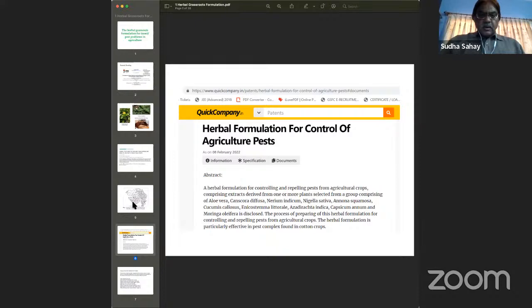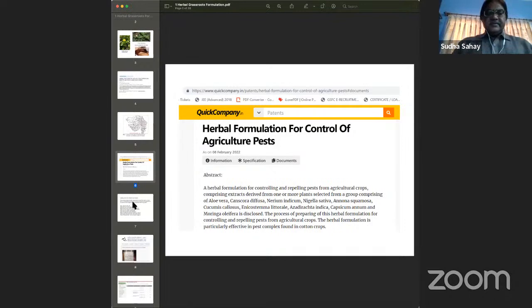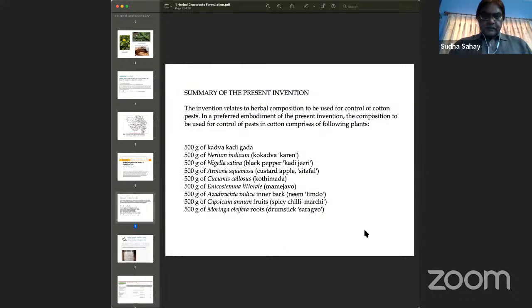This is information related to a patent on the grassroots practices. This is a herbal formulation for control of agricultural pests. This depicts the plants mentioned in the patent and their compositions. This is again the practices of NIF. So this is the composition of the formulations, that is, grassroots practices.